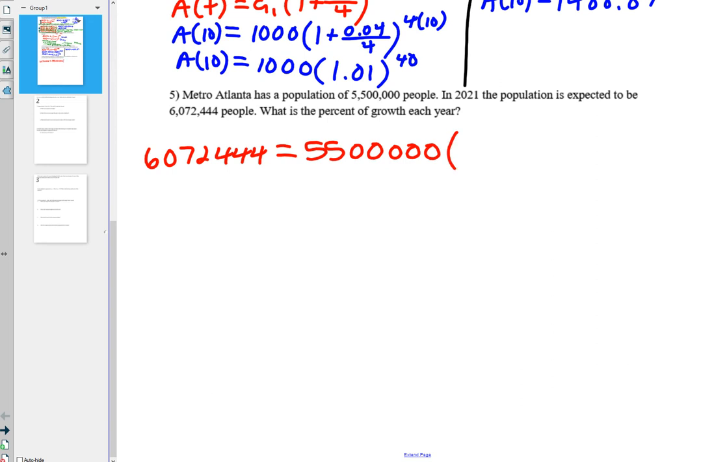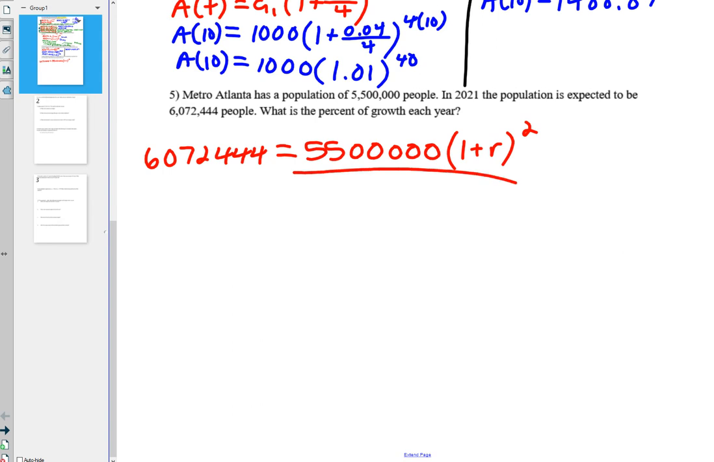Times, we know it's growing, so this thing has to be positive. And they want to know what is the percent of growth. So it will be 1 plus some percent, some rate of growth, to the power of years. Well, how many years have passed between 2019 and 2021? 2 years, yeah, so squared. But if this question was written earlier, then it would have been higher. Now let's work on getting that R by itself.